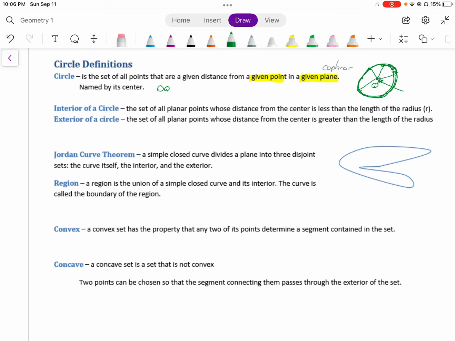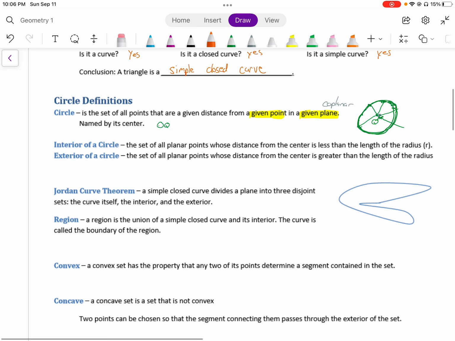The interior of a circle, the set of all planar points whose distance from the center is less than the length of the radius. It seems like we should have defined radius in here. So radius is the given distance. That's the radius. So the interior of the circle is all points that are at a distance less than the radius. Well, that would be everything, all the points in here. That's the interior, which makes sense, like inside, interior.